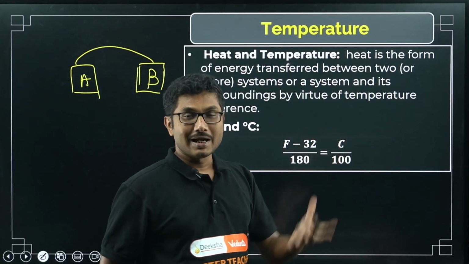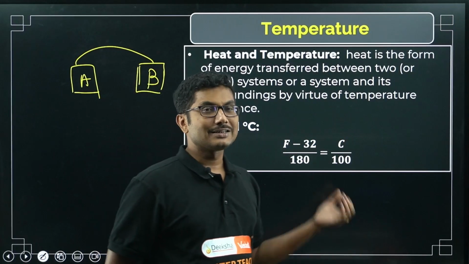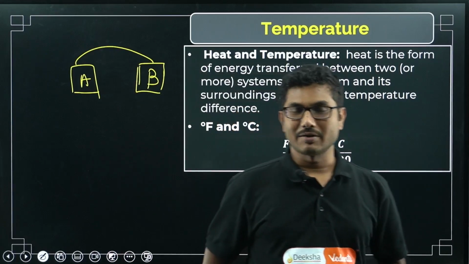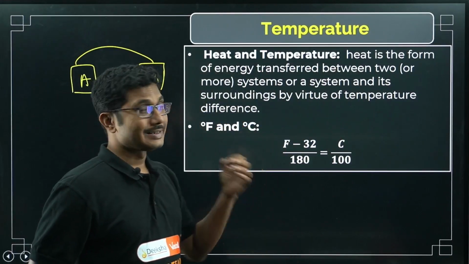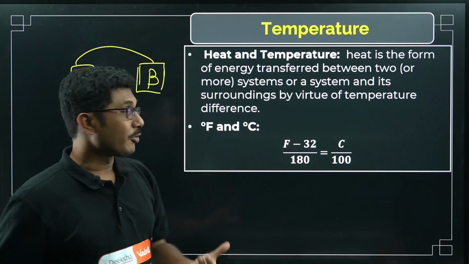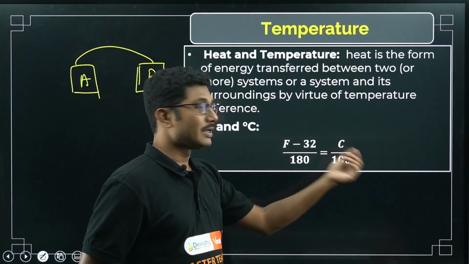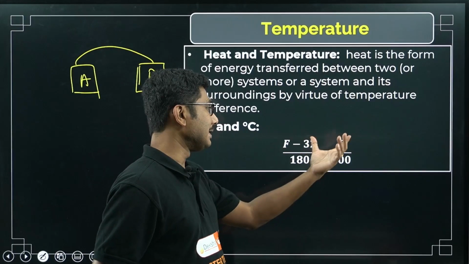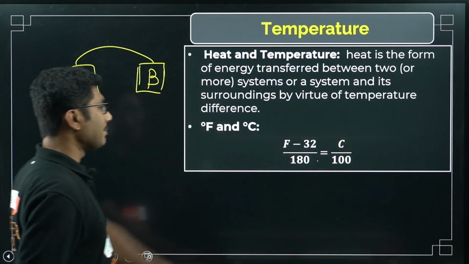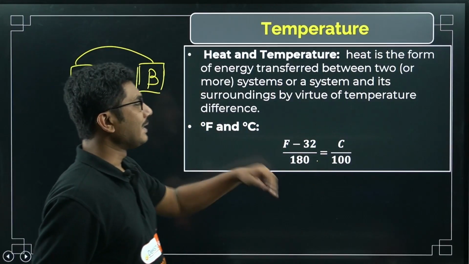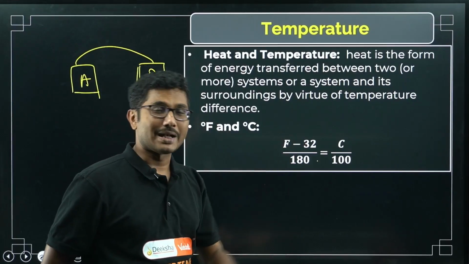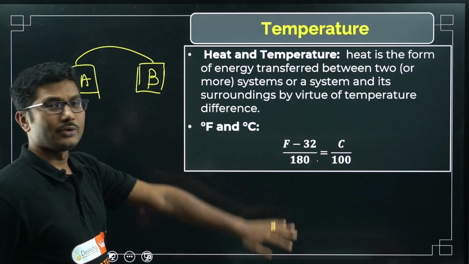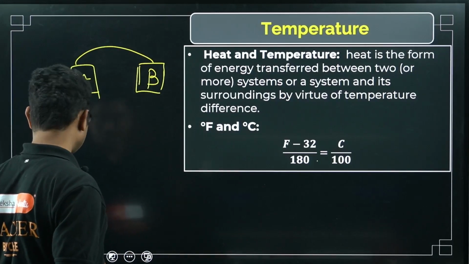And Celsius is easy. It starts with 0 as the freezing point of water, and 100 degrees is the boiling point of water. So basically (C minus 0) by (100 minus 0), which is C by 100. You can remember that, or you can remember (F minus 32) divided by 9 is equal to C by 5. That is also fine, but this is easier to remember, that's why I have given it like this.